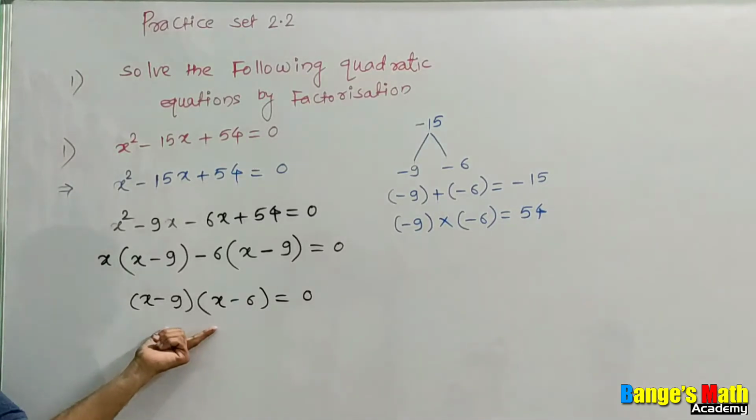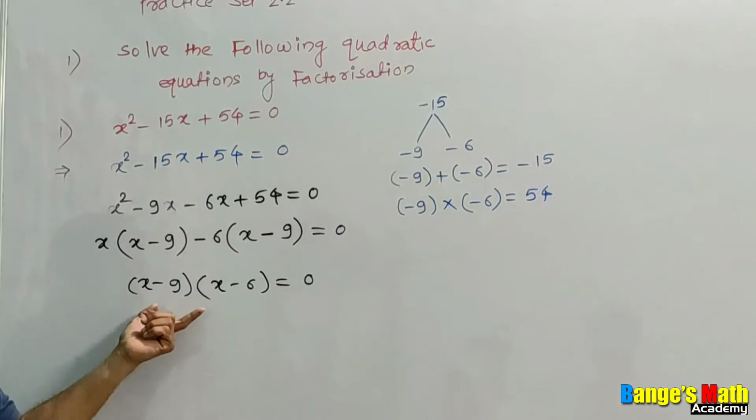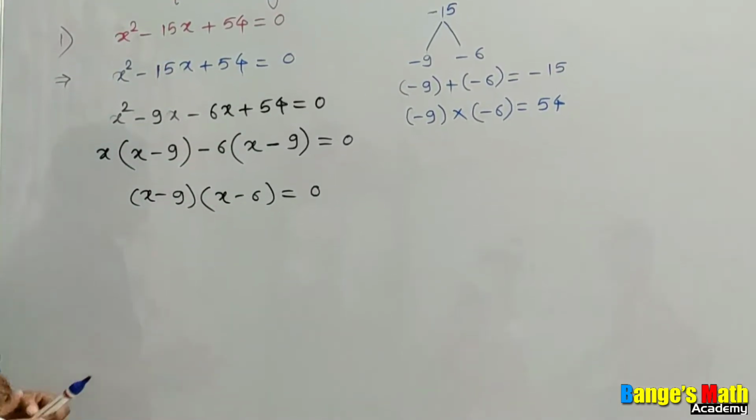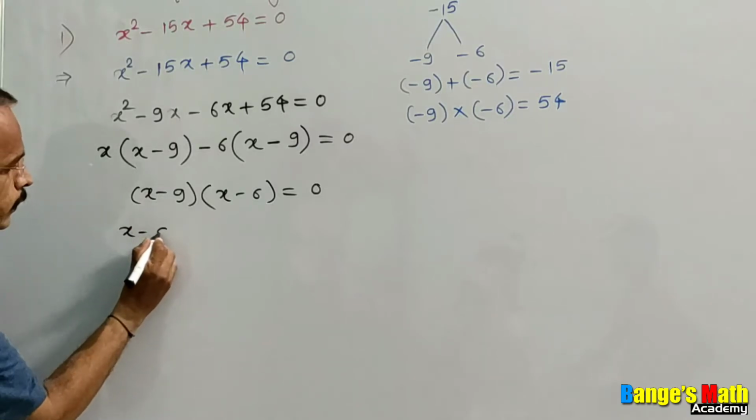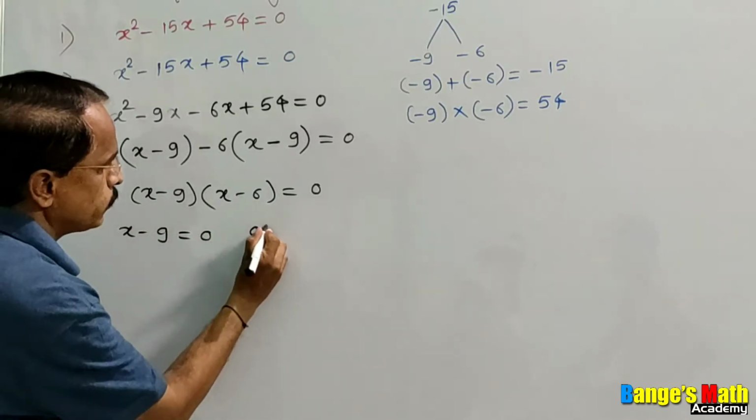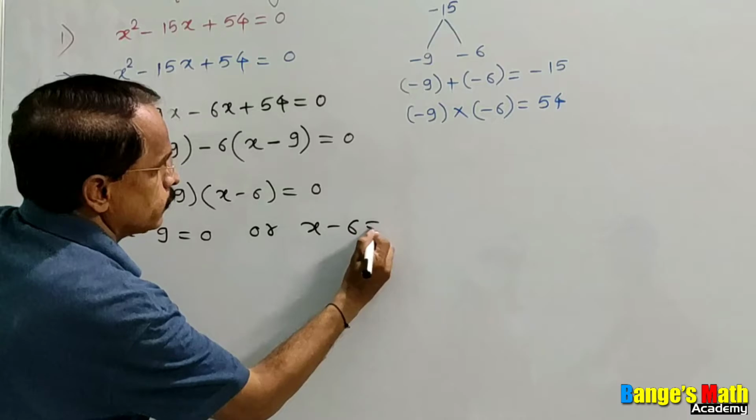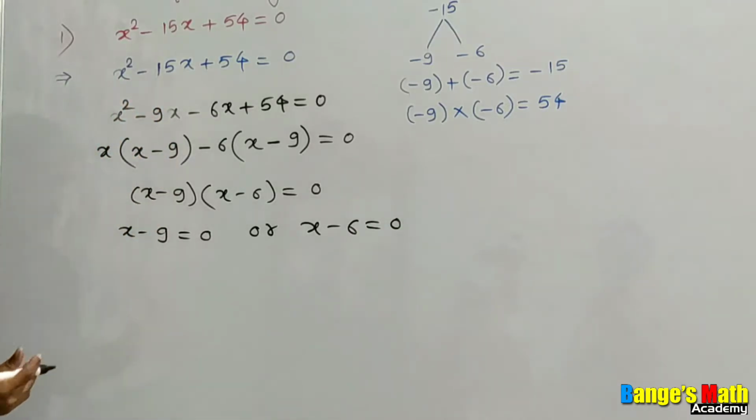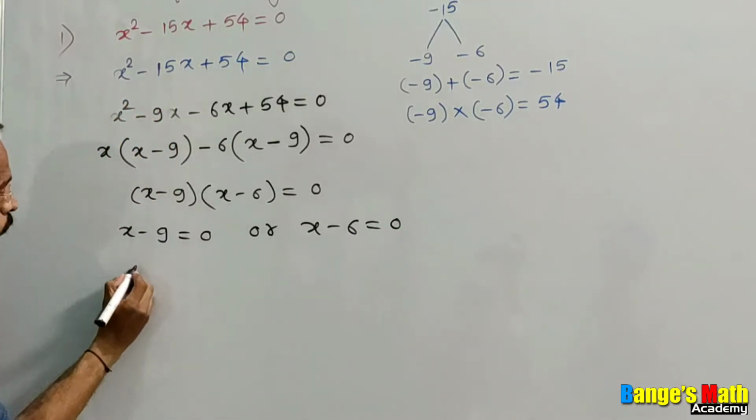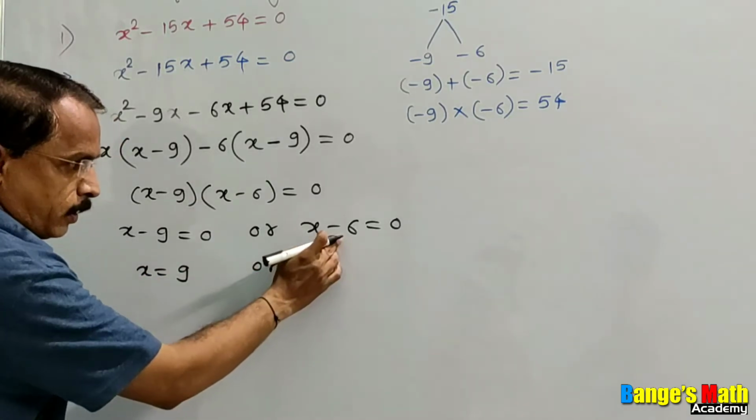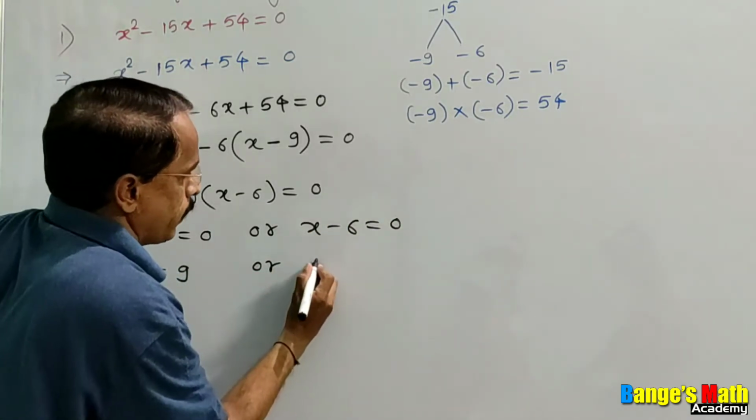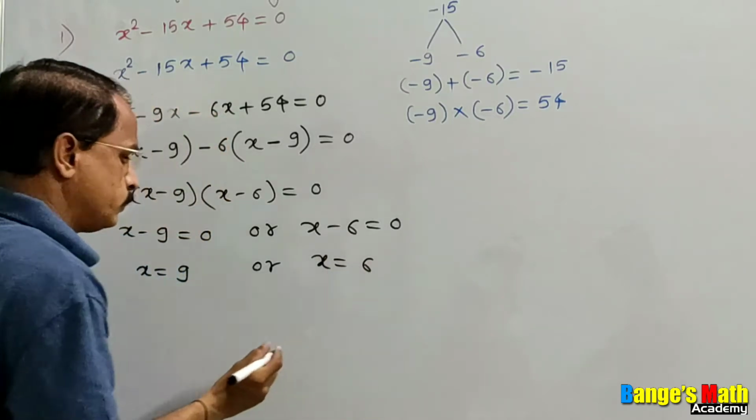See, product of two bracket is equal to 0. It means that at least one bracket is equal to 0. So equate each bracket is equal to 0. x minus 9 is equal to 0 or x minus 6 is equal to 0. Then transfer minus 9 to RHS, x is equal to 9, or then transfer minus 6 to RHS, x is equal to 6.